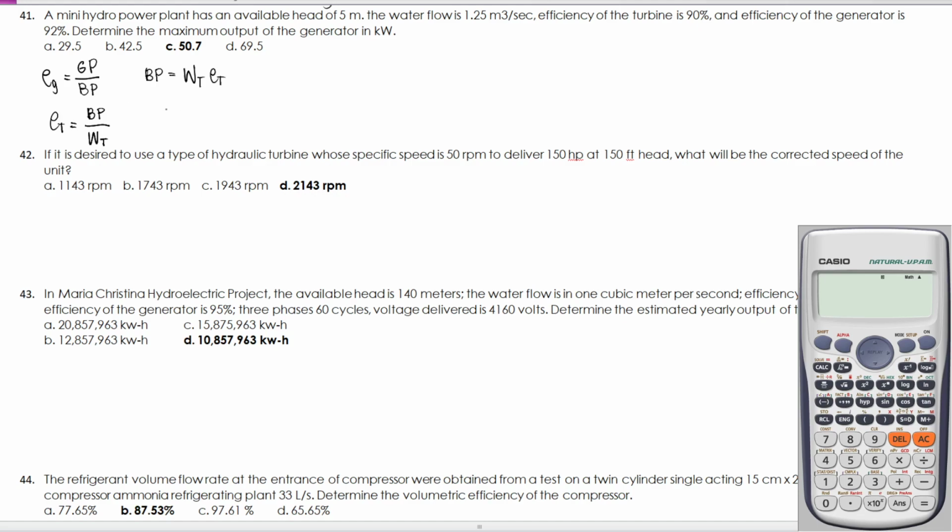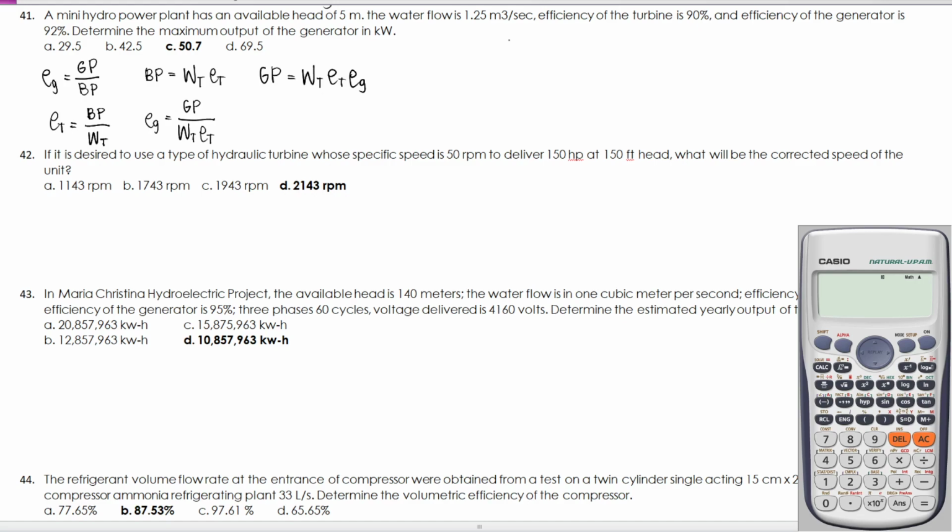At kung isa-substitute natin dito sa generator efficiency, that will be equal sa generator output power over brake power. Again, ang brake power is yung ideal work ng turbine times the turbine efficiency. Therefore, yung ating hinahanap na generator output power, cross-multiply lang uli, that will be equal lang sa ideal work output ng turbine times turbine efficiency times generator efficiency. So, kumbaga, yung ating magiging pinaka-output dito is yung ideal times yung lahat ng efficiencies.